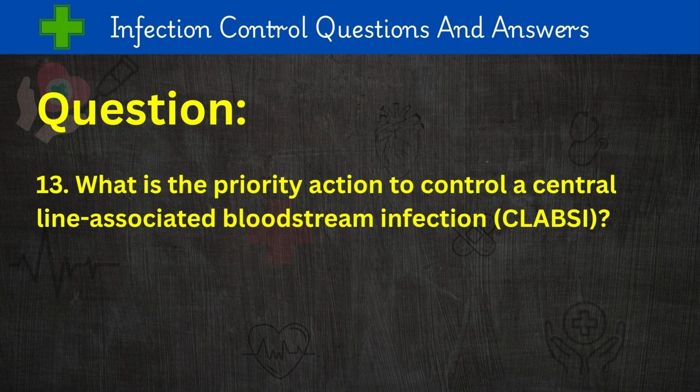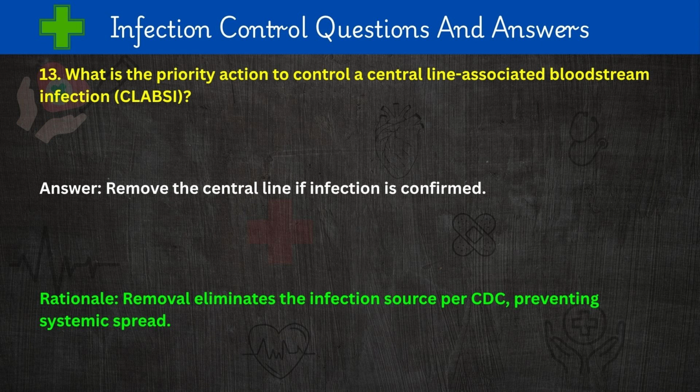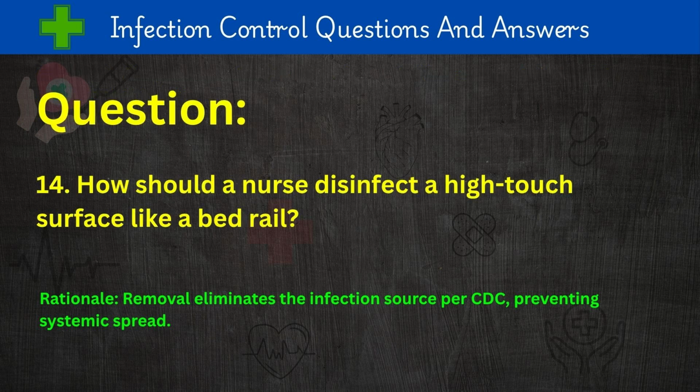13. What is the priority action to control a central line-associated bloodstream infection, CLABSI? Answer. Remove the central line if infection is confirmed. Rationale. Removal eliminates the infection source per CDC, preventing systemic spread.